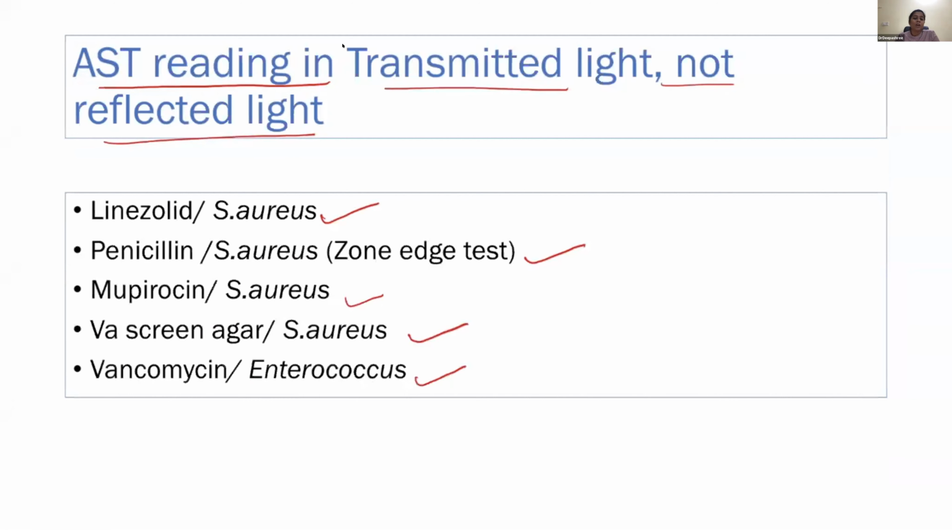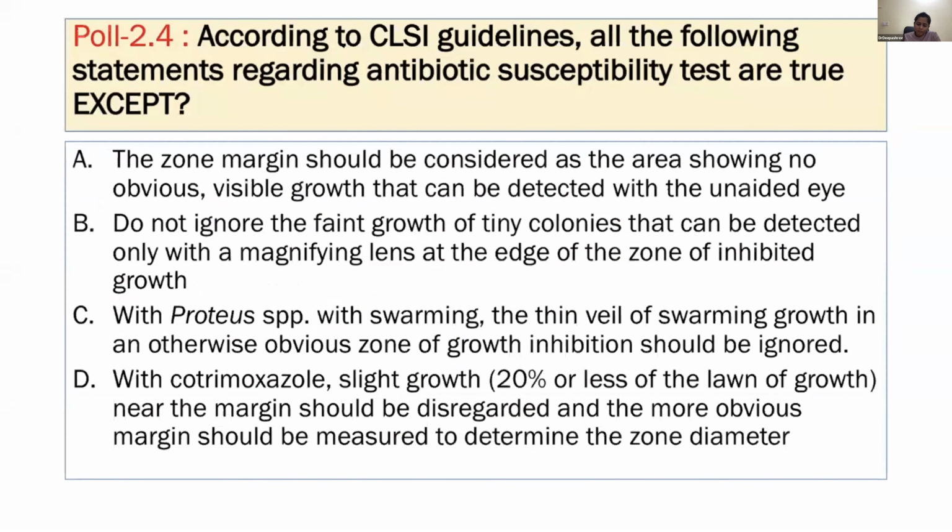These are the condition or situation, drug bug combinations where transmitted light is used, not reflected light. Another question that was posted was, according to CLSI guideline, all the following regarding AST are true except. So the zone margin should be considered as area with no obvious visible growth detected with an unaided eye. Do not ignore the faint growth, the tiny colony that can be detected with magnifying glasses.